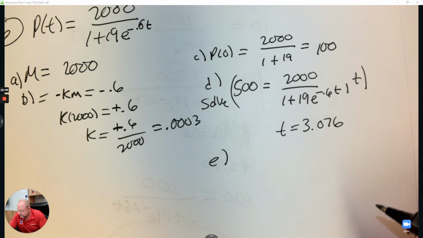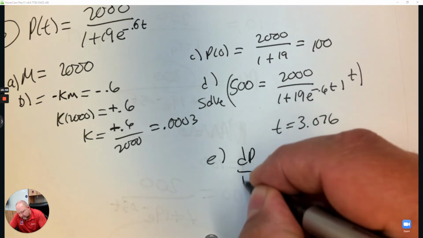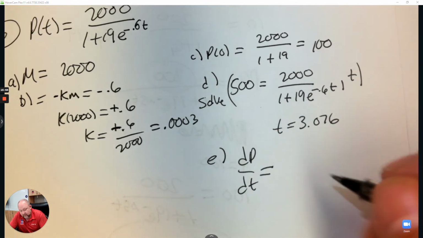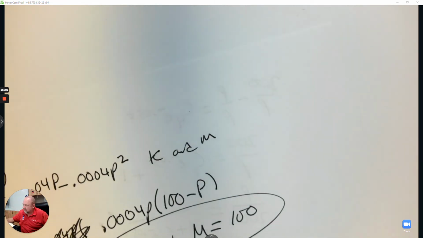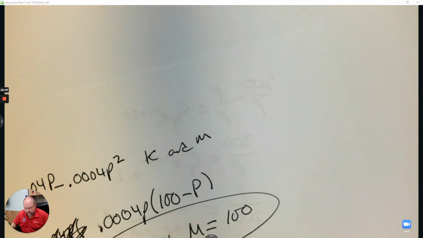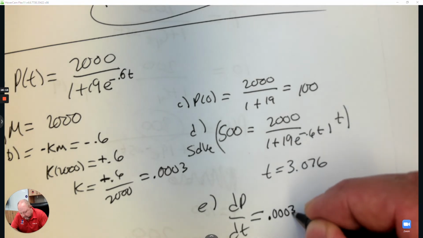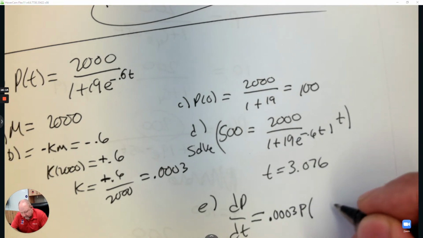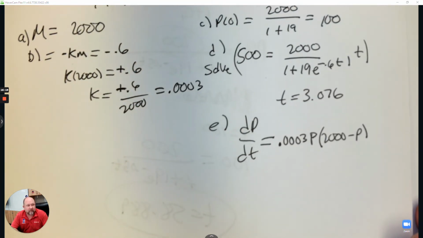E, give the logistic differential equation. That's this. So it starts with KP. It's this right here. Where is it that we started with? Right here. So it starts with KP and then M minus P. This is all you got to remember. KP, M minus P. So K is 0.0003 P, and then M minus P, which is 2,000 minus P. There's your differential logistic equation.